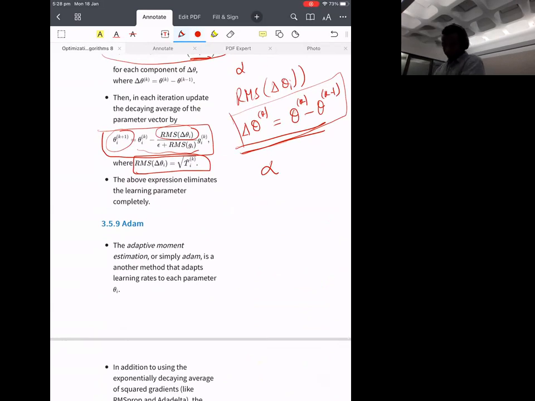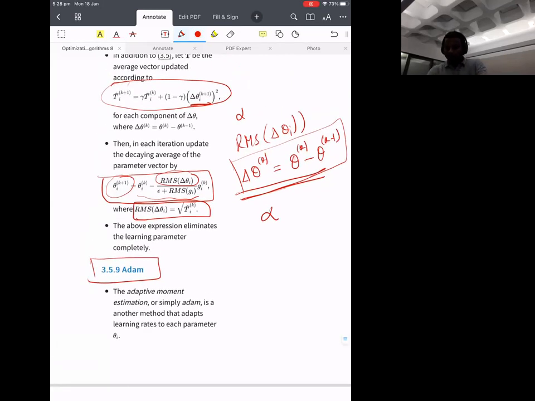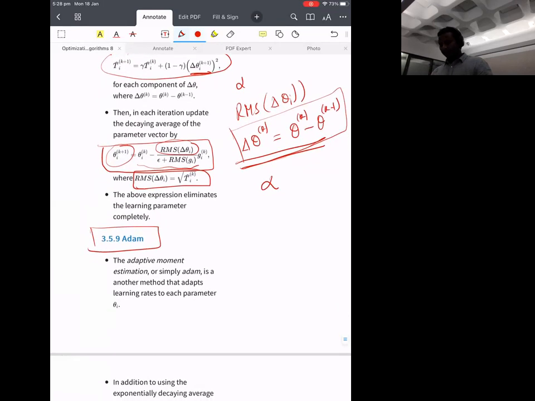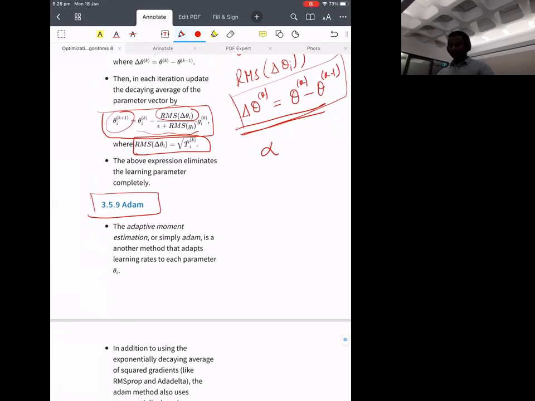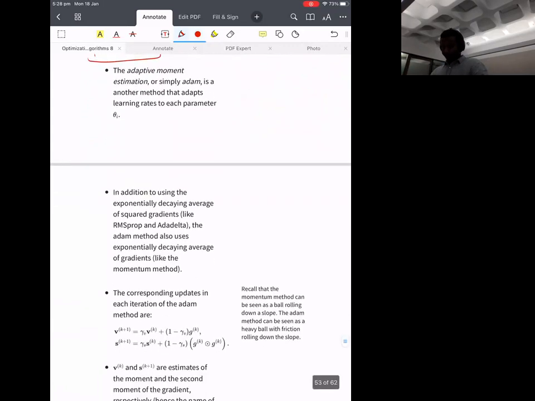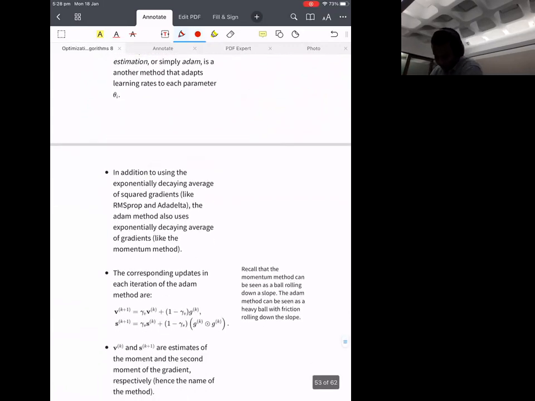And finally, the most important and most commonly used optimization method is Adam. It actually captures both RMSprop and Adagrad, also momentum, and combines these ideas in its updates. And again, the learning parameter becomes part of this expression. So you don't need to do a separate line search, which is required for the other methods. So let's look at this.